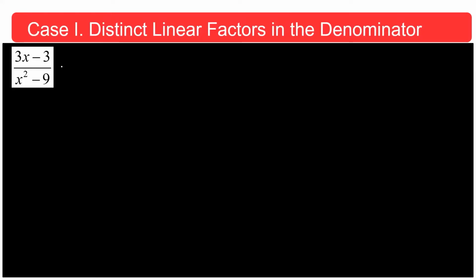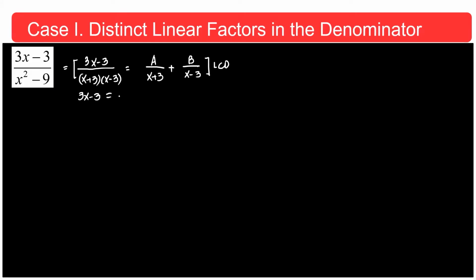So for the first one, let's rewrite this as x plus 3 and x minus 3. On top, that's 3x minus 3. So after multiplying everything by the LCD, eto, let's decompose this already. A over x plus 3 plus b over x minus 3. So let's multiply everything by the LCD. So you're left with 3x minus 3 is A, x minus 3, b, x plus 3.